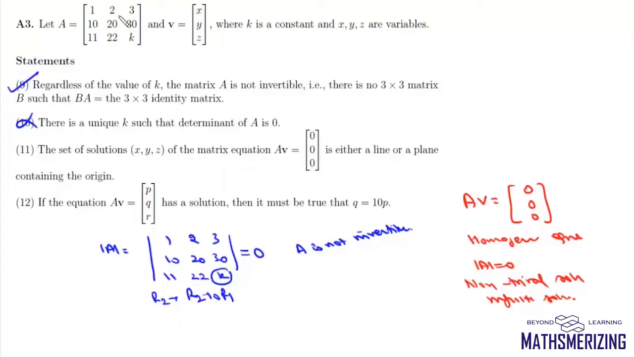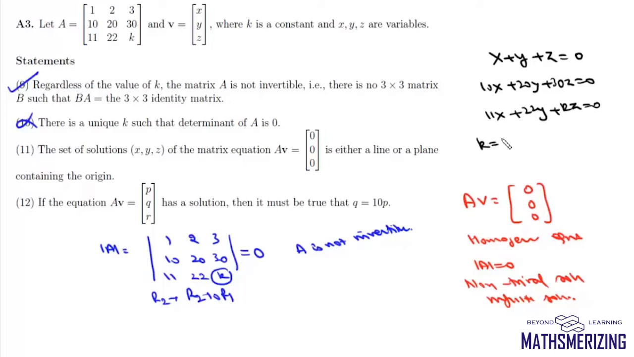Now basically, if we look at these three equations, they will be x plus y plus z equals 0, 10x plus 20y plus 30z equals 0, and then 11x plus 22y plus kz equals 0. Now if k is 33, in that case, all these three equations will represent the same equation, x plus y plus z equals 0, which is the equation of a plane. So in this case, all the solutions of this system of equations will lie on this plane.